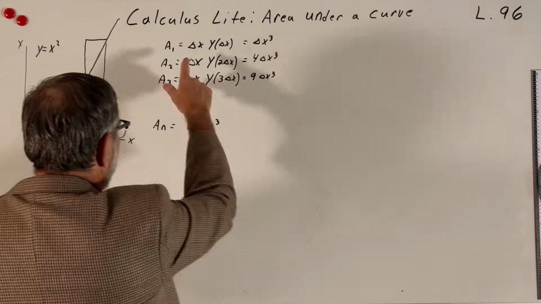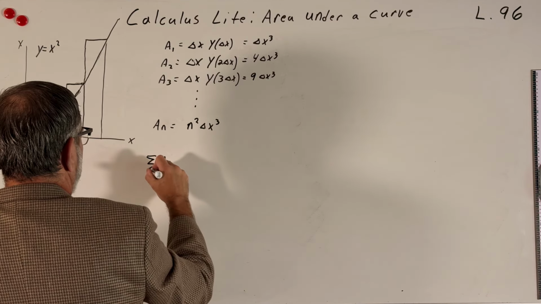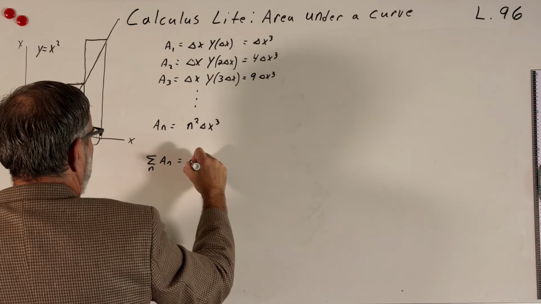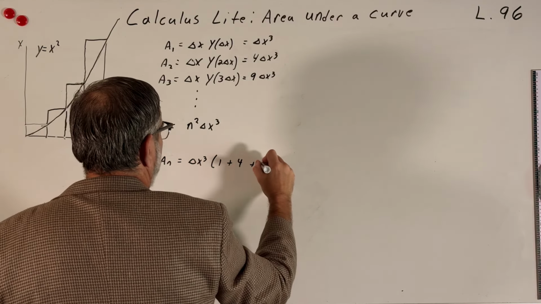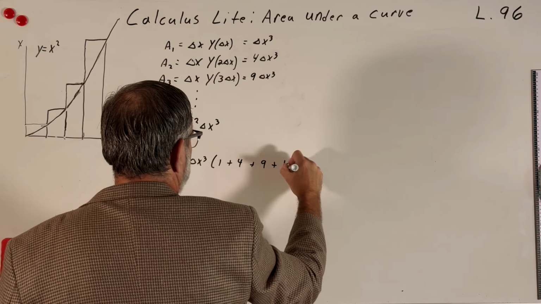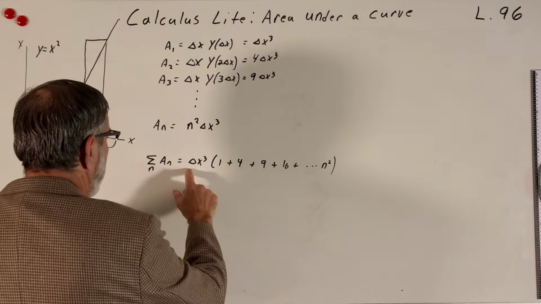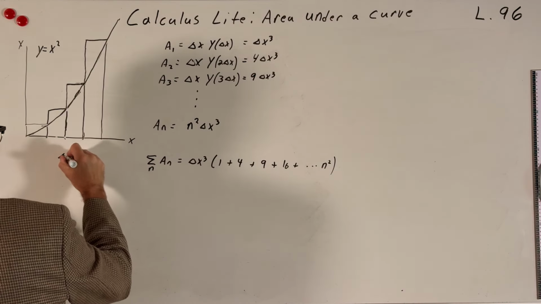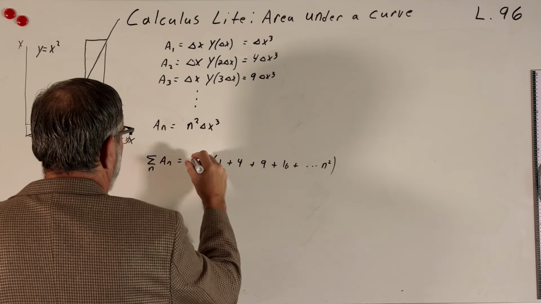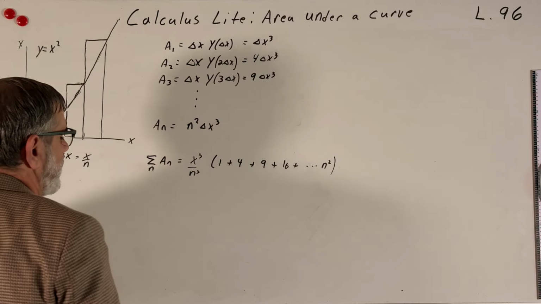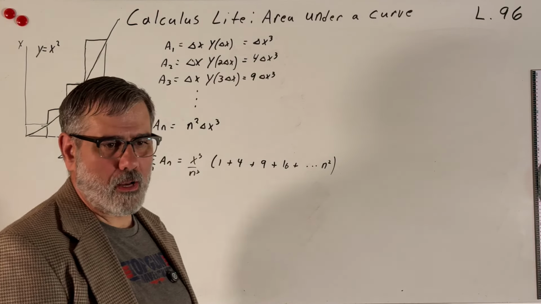And so when we sum all of these up, what are we going to get? As I sum all of these areas up, I'm going to get a delta x cubed times 1 plus 4 plus 9 plus 16 plus dot, dot, dot, all the way up to n squared, right? I can replace my delta x, of course, with x over n. So this is really going to be x cubed over n cubed. See that? But I need a formula for the sum of the squares, right? It's a little different than before.